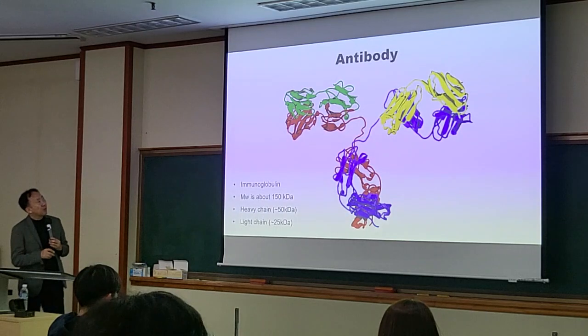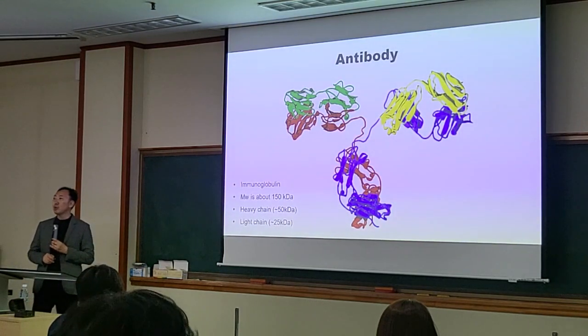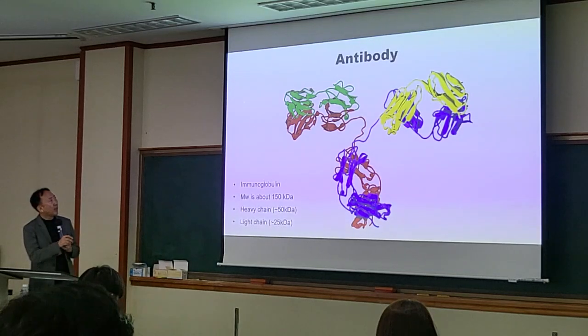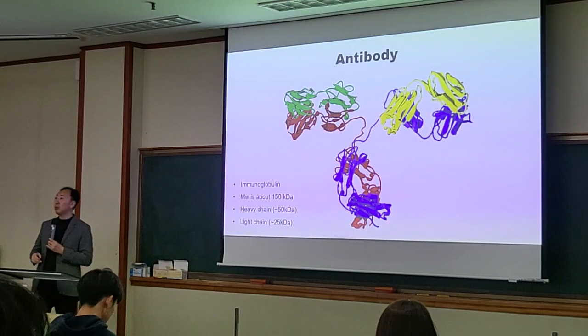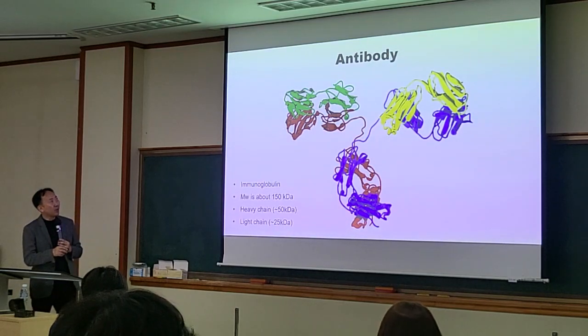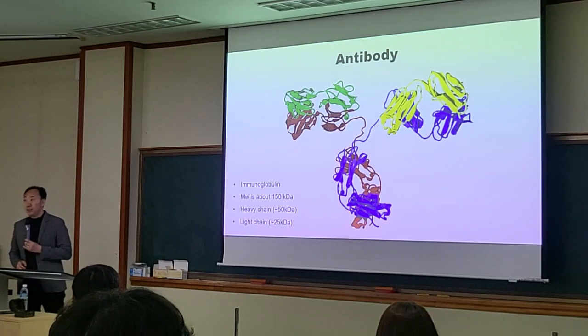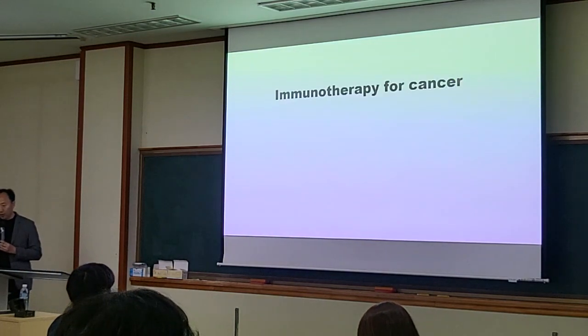And what is the binding site on antibody? There are two binding sites, right? On the antigen, what do you call the binding site? Epitope. And what is the binding site on the antibody? Paratope. That one I wanted to remind you.